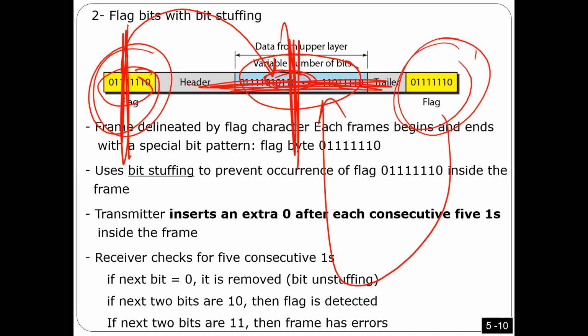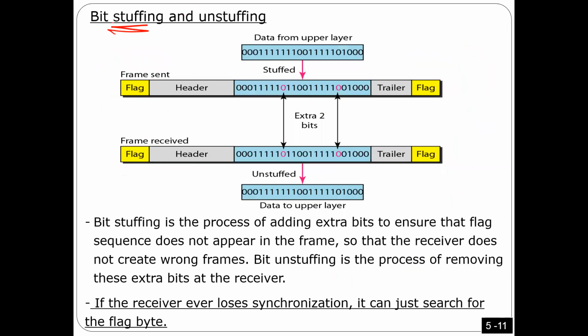So how can we do that? We do that using a technique. This technique, we call it bit stuffing and unstuffing. So I want you to understand this one. The idea here in bit stuffing and unstuffing is, every time there are 5 ones, as you see here, in the frame itself, between the two flags, every time there are 5 ones, I'm going to insert 0, as you see here.